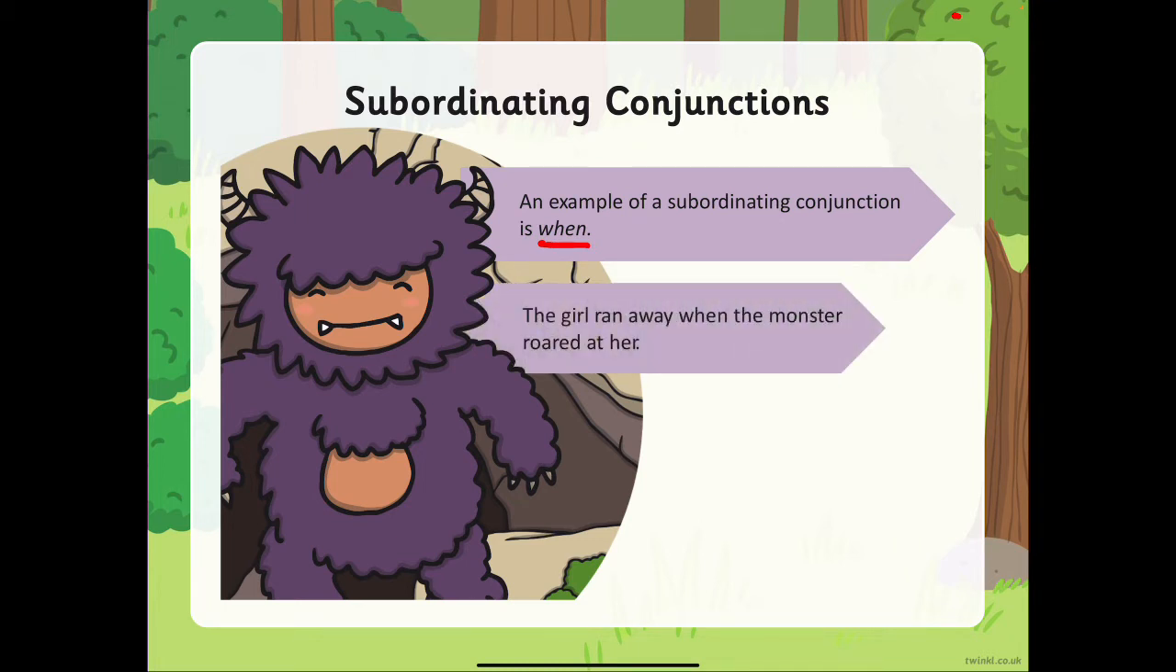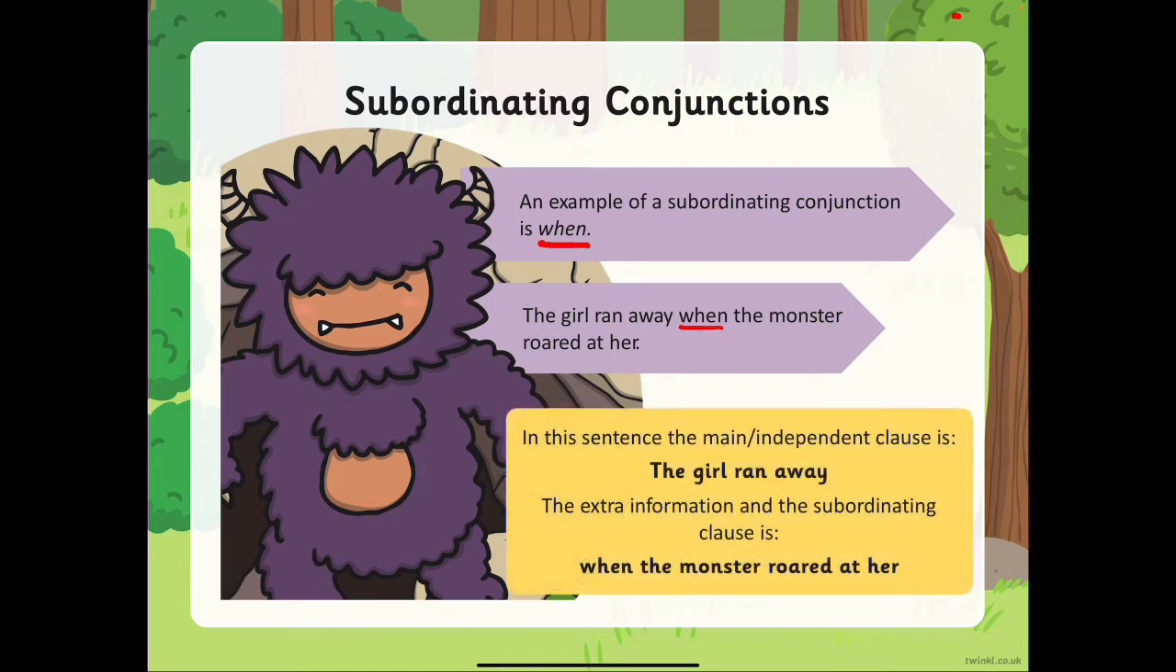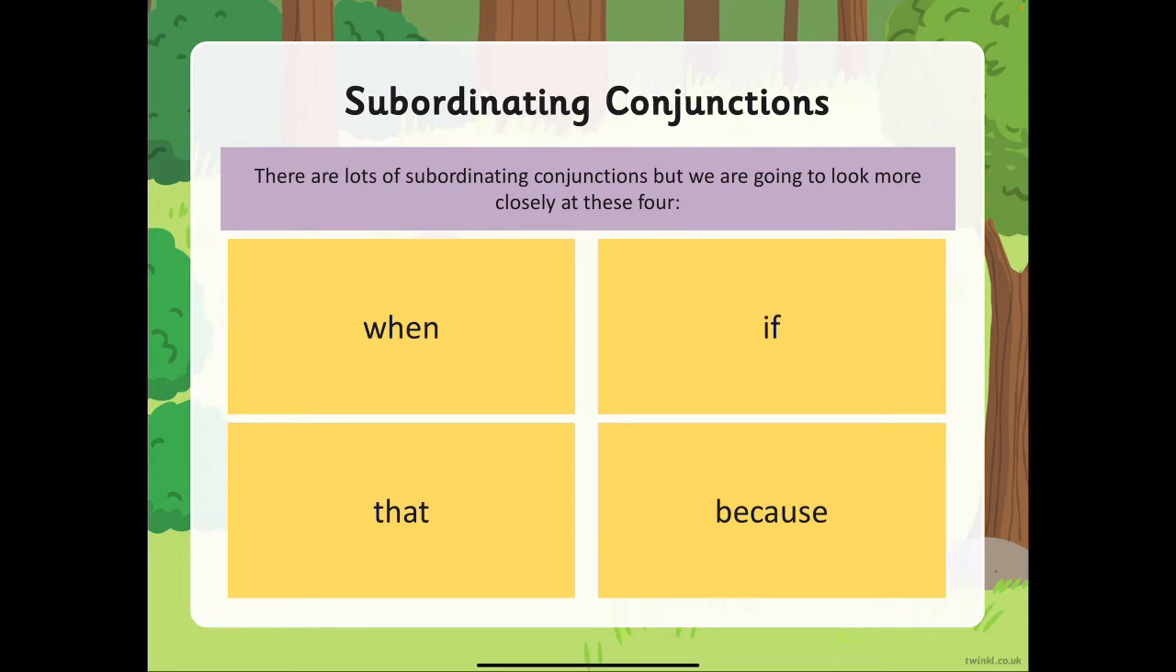The girl ran away when the monster roared at her. Remember, subordinating conjunctions add more information to the main clause. In this sentence, the main clause is the girl ran away. The extra information and the subordinating clause is when the monster roared at her. This is extra information to add more detail to the main clause. There are lots of subordinating conjunctions, but we are going to look more closely at these four: when, if, that, and because.